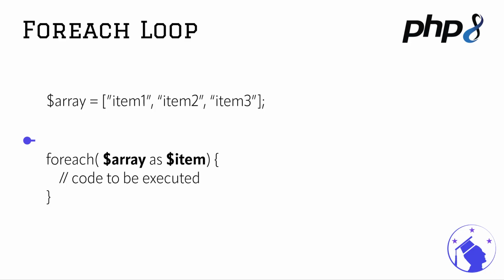The foreach loop works only on arrays and is used to loop through each key value pair in an array. The syntax of the foreach loop is like this. Foreach, then inside we pass the array, as, and then the value. This value corresponds to each item inside the array. And inside the curly braces, we will type the code to be executed.